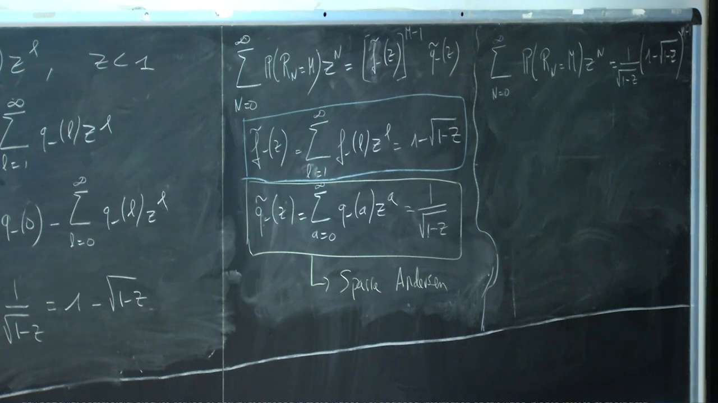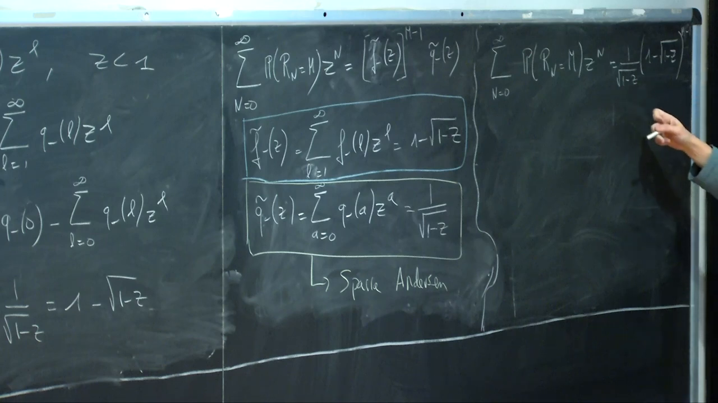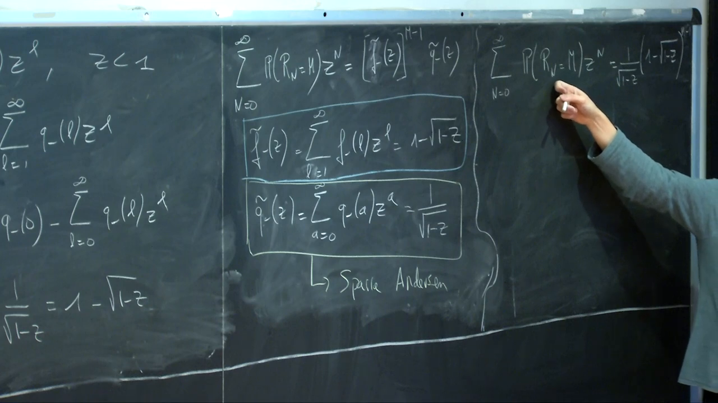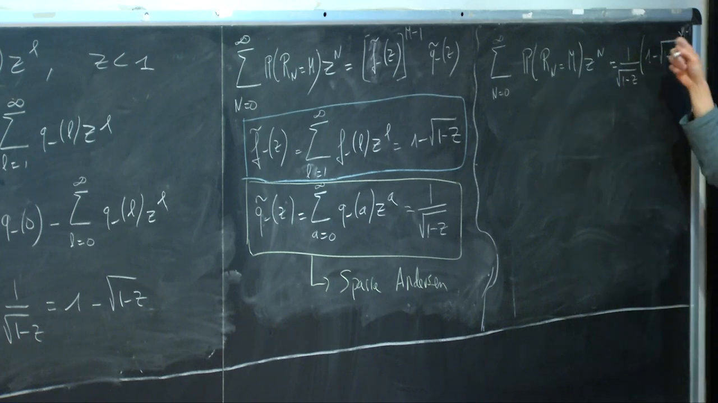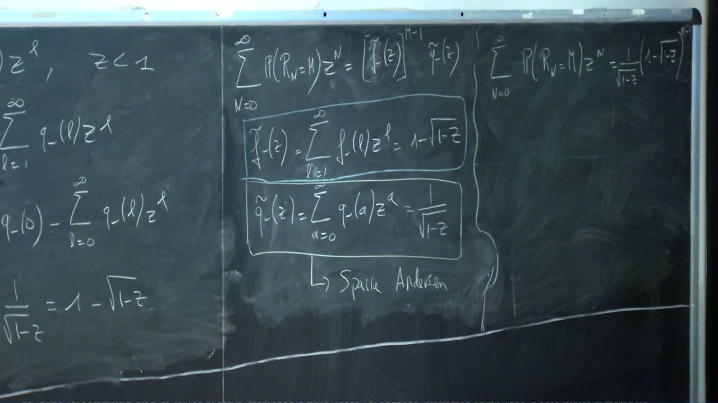And now, if you work a little bit more, you can extract this distribution. So you need to work out what is P of Rn equal to M. So here it's a little bit more complicated. In principle, the answer is hidden here. If you really want to compute the probability that Rn is equal to M, then you need to expand this series in powers of Z, and look at the coefficient of the term Z to the M.